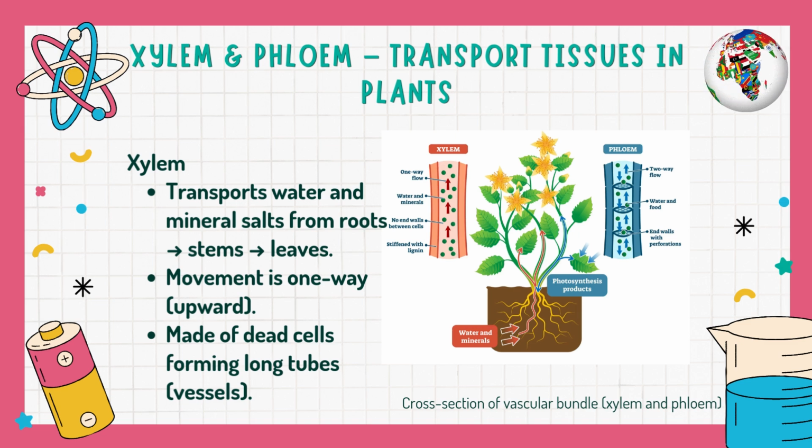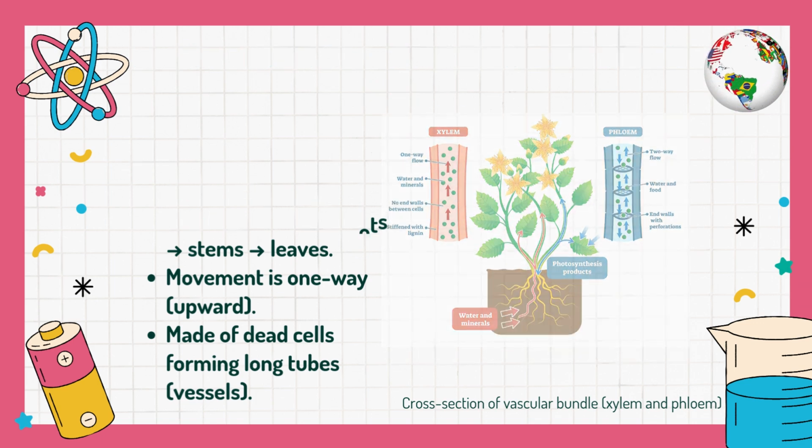In conclusion, the xylem and phloem are like the highways of the plant. Xylem carries water and minerals one way up, and phloem carries food two ways. Both are very important for the life of the plant.